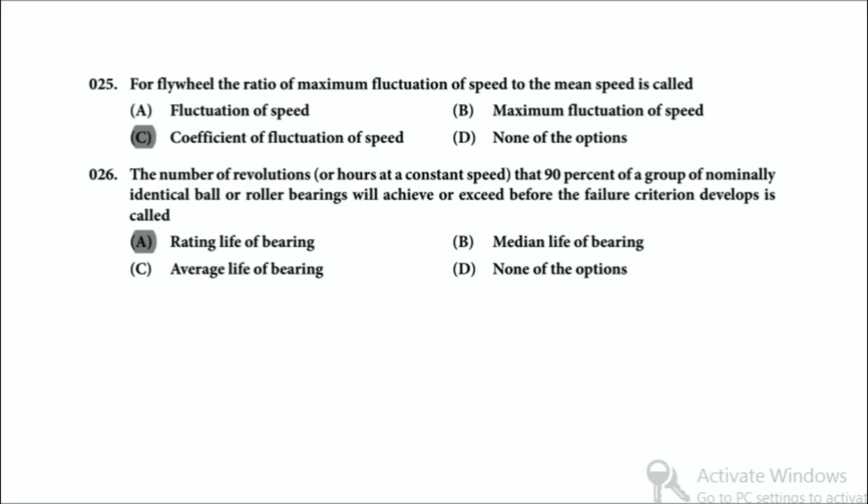So question number 25 and question number 26, both are the definitions only, so there won't be any explanation, we just need to go through the questions. For question number 25, for a flywheel, the ratio of maximum fluctuation of the speed to the mean speed is called. So this ratio is called the coefficient of fluctuation of the speed. So C should be the answer.